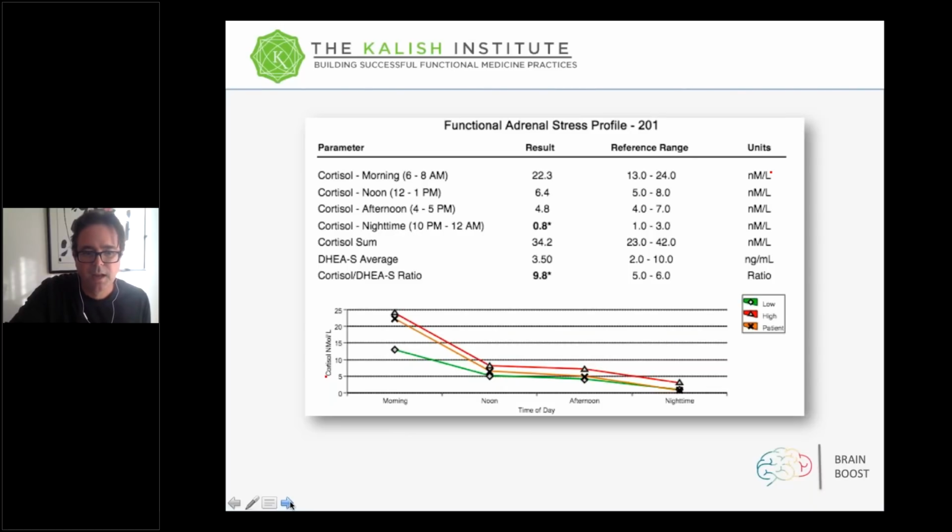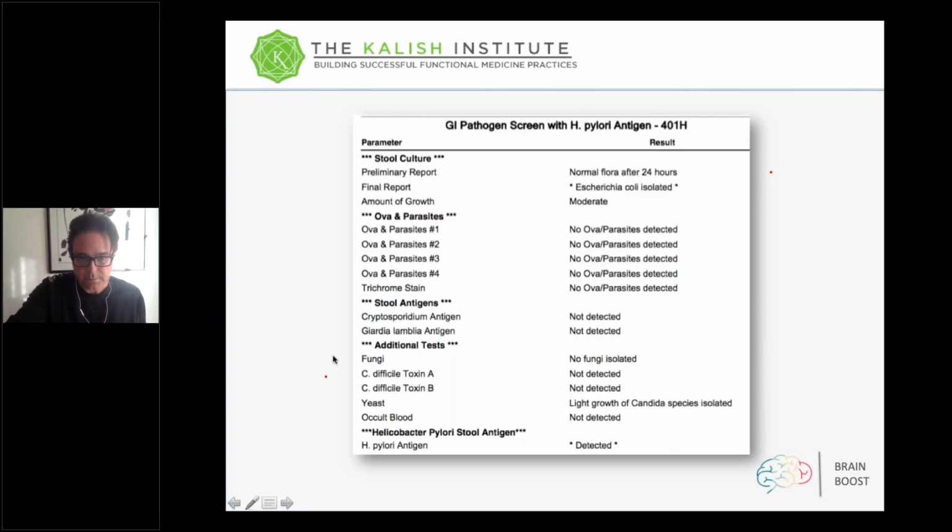But we had to go deeper. We had to figure out what was going on. So then we ran what's called a GI pathogen screening, testing our second body system, the digestive tract, looking for infections. And most things were negative here until we got down here to H. pylori, and that was positive.